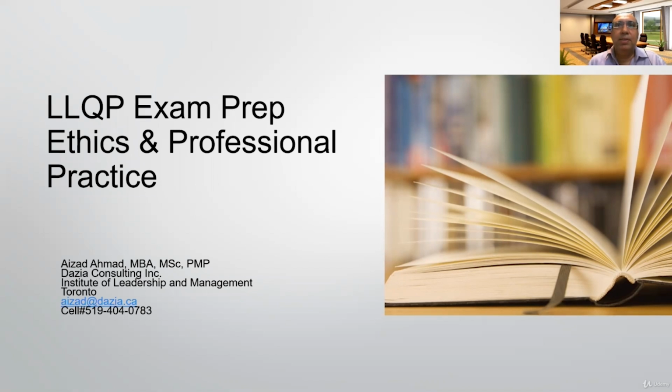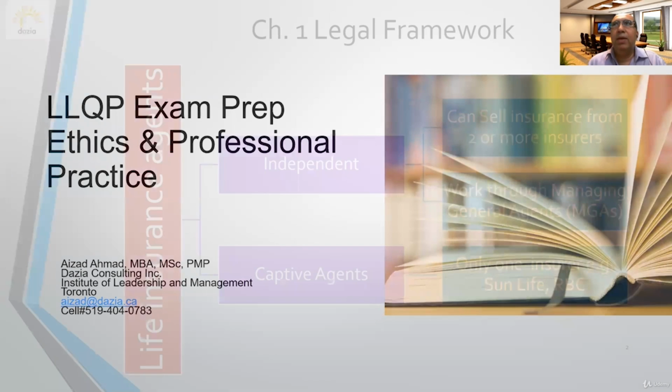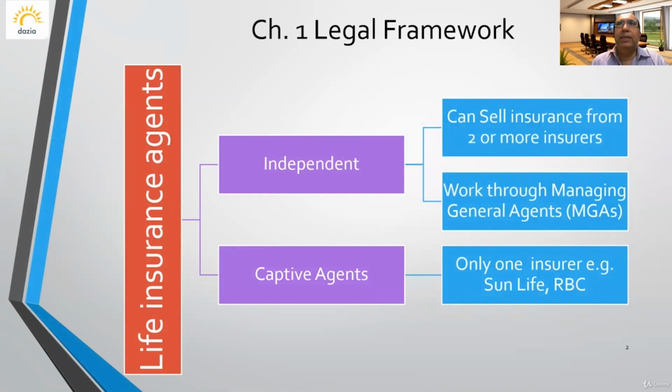And ethics has just 4 chapters in it. So the first chapter is about the legal framework to understand the overall types of life insurance agents. There are 2 main types: independent agents and captive agents.